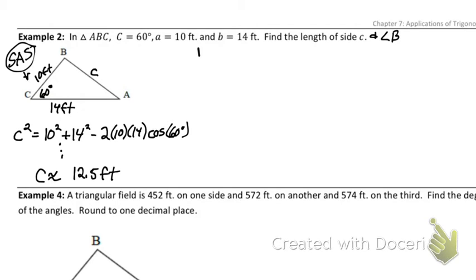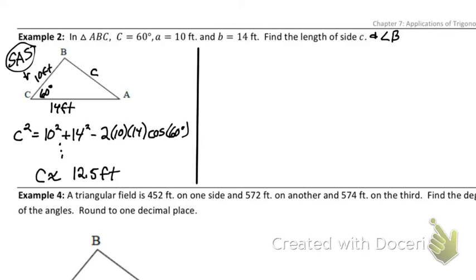I need to move on, because we need to find angle B. To find angle B, we can either use law of cosines, because now I know all three sides, or we can use the law of sines. Each one is about as hard as the other. I'm going to go ahead and use law of sines.